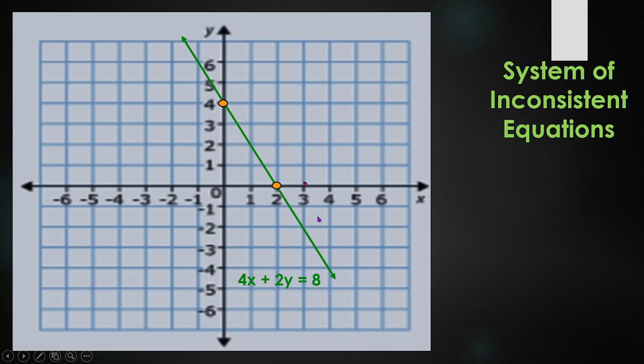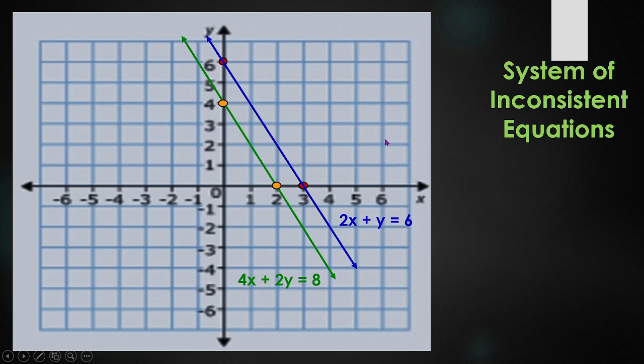Then we plot the points for our second line. So this is 3, 0. It contains the x-intercept 3. And this point is 0, 6, which contains the y-intercept 6 of the second equation. Again, we draw a line connecting these 2 points. Now this line is the graph of 2x plus y equals 6.